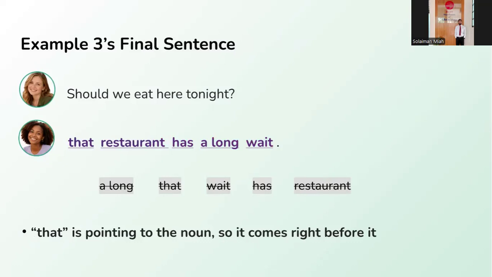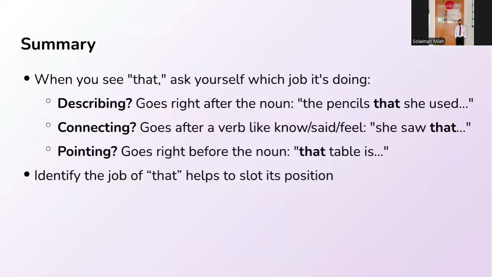So once you realize that the role of "that" here is pointing, it slots right into the position before the noun. Let's recap with a quick checklist. When you see "that" in a build a sentence question, ask yourself 3 questions. First, is "that" being used to add more information to describe a specific noun? If so, "that" will go right after the noun, the pencils that she used on the test.